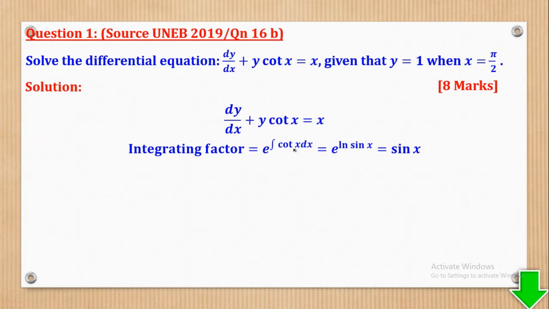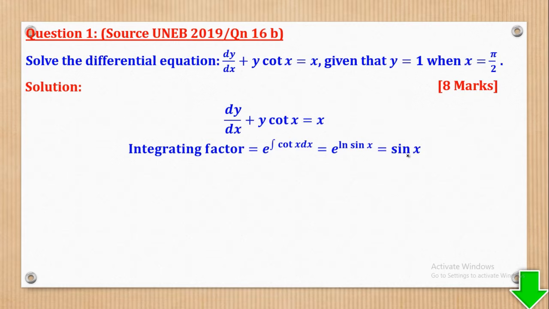So that is how you can get what to integrate. You have to make sure that this coefficient is positive 1. Now when I integrate cot x, I come up with ln sin x. But this ln and this exponential cancel, so you remain with only sin x. Therefore our integrating factor r is equal to sin x. Now that is step 1, getting the integrating factor.